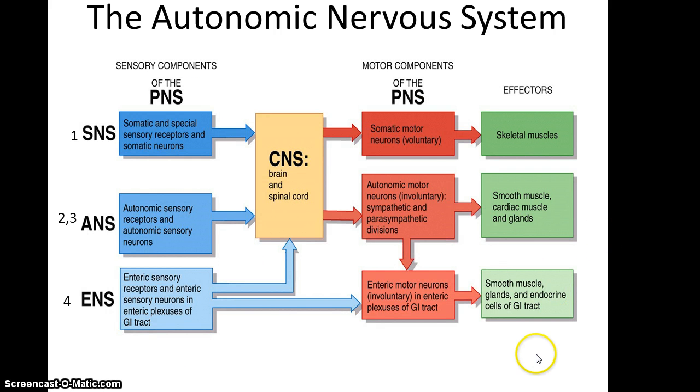So if you remember from this lovely figure, the nervous system is broken up into four parts. You've got the somatic nervous system, which are things we control, the autonomic nervous system, which are things we cannot control, and the enteric nervous system, which is specific to the GI tract and may or may not interact with the central nervous system.